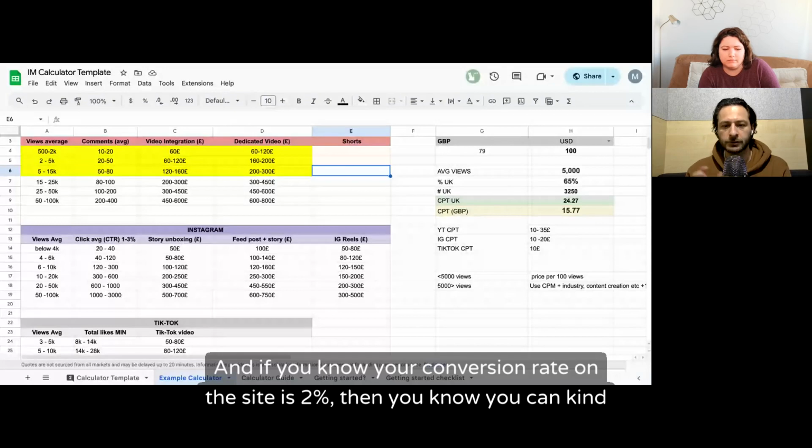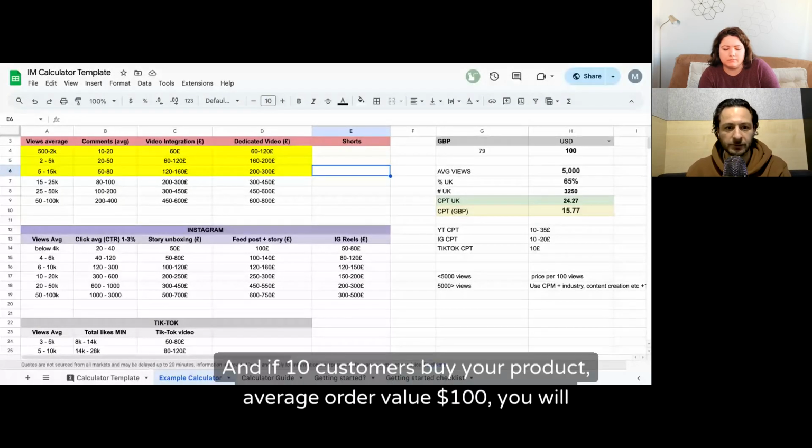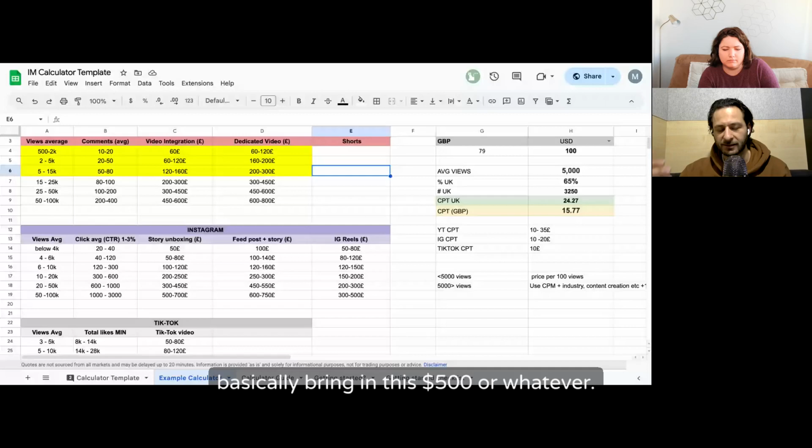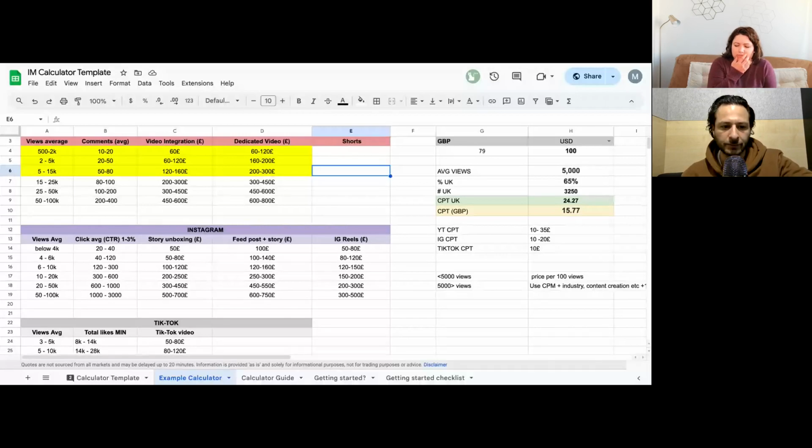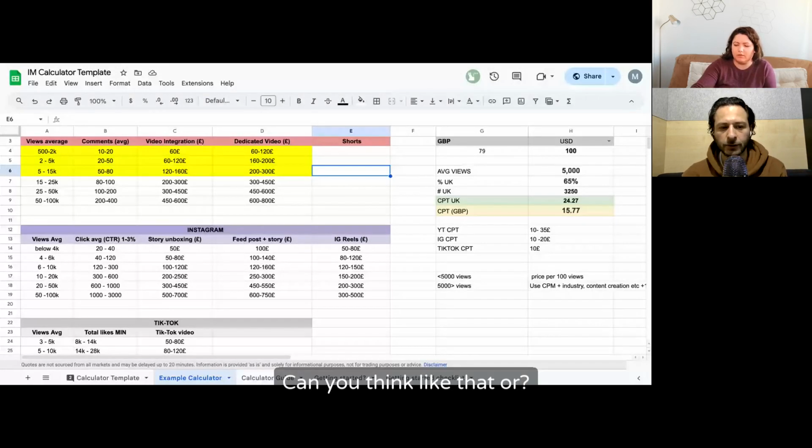And if you know your conversion rate on the site is 2%, then you can kind of get 10 customers. And if 10 customers buy your product, average order value $100, you would bring in $500 or whatever. And then you take that back to these ranges. Can you think like that?